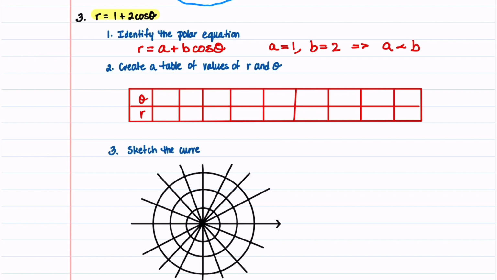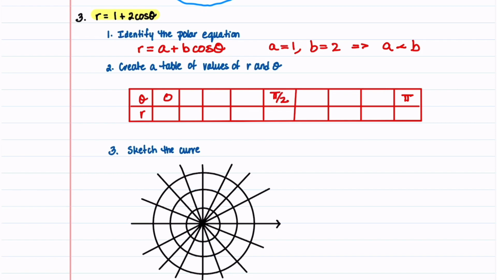So let's let theta equal 0 up to pi. Since a limacon is more complicated, especially because this one has an inner loop, we'll include more values of theta. We'll start at 0, end at pi. In the middle, we have pi over 2.